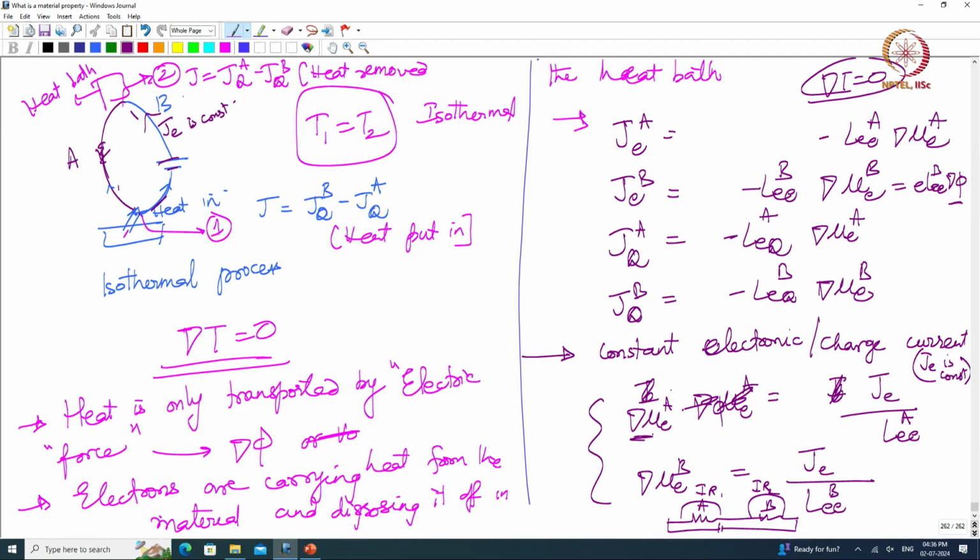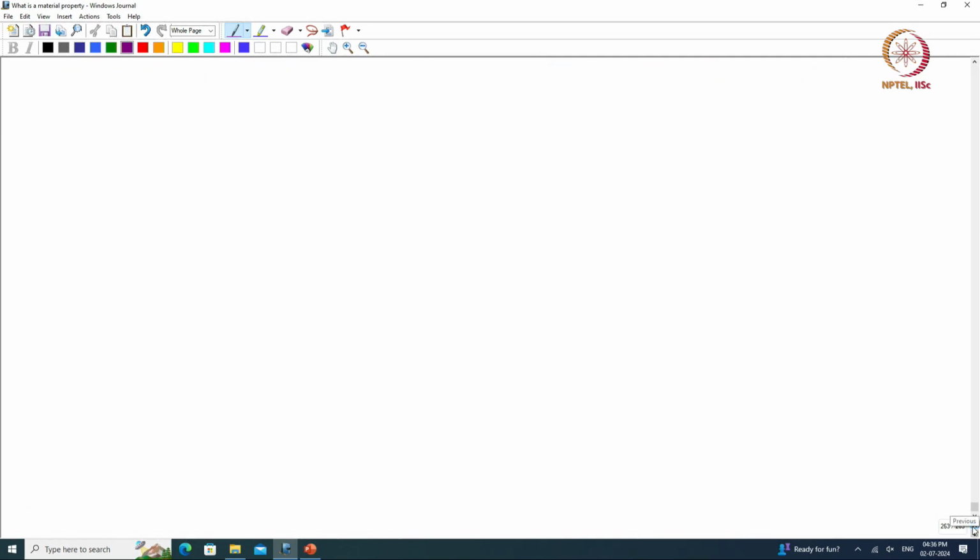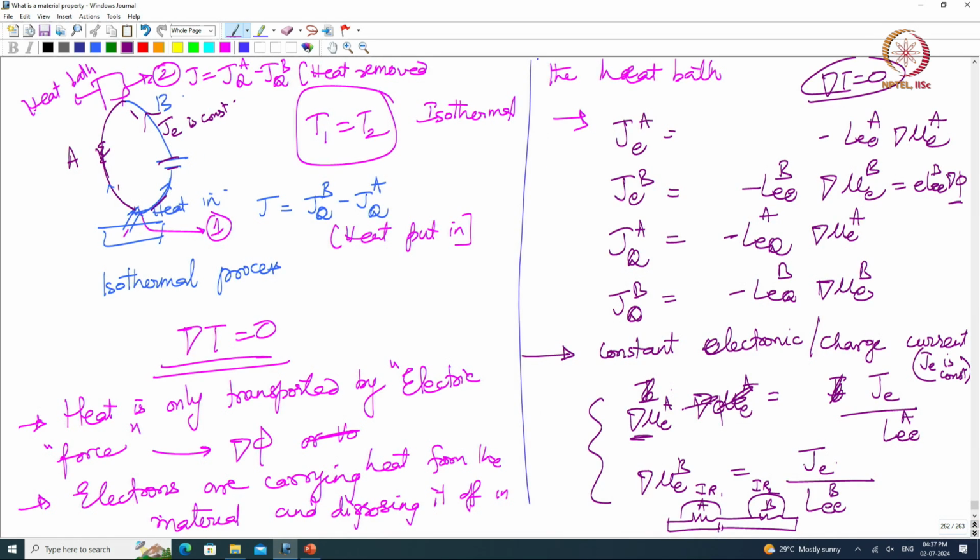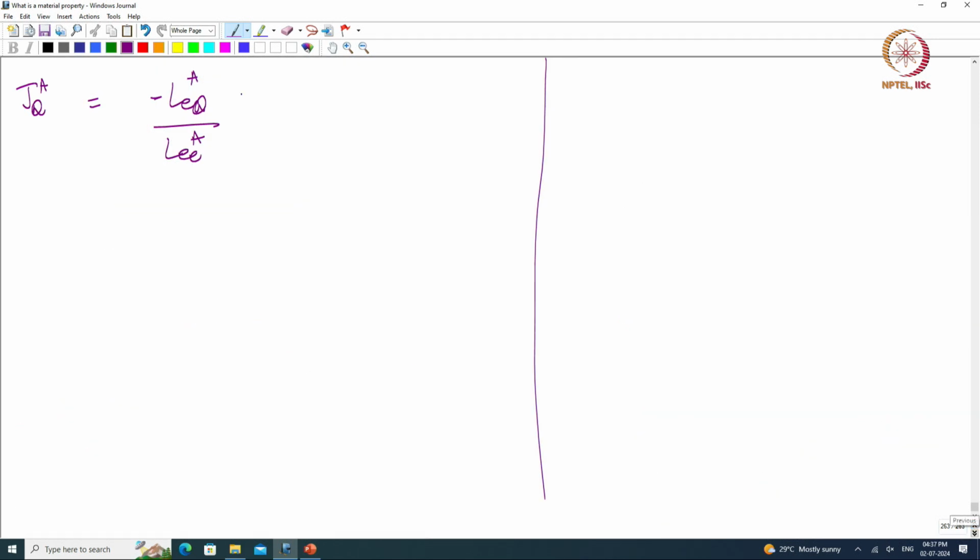So, this is the voltage drop per unit length, right. That is J_E by L_EE_A and here J_E by L_EE_B. It is a very simple calculation, okay. All right, so now I have what is J_QA. J_QA is minus L_EQA times, so this is by L_EEA, right. So, delta mu_E is written in terms of J_E by L_EE, right. So, J_E, and similarly J_QB is equal to minus L_EQB by L_EEB J_E, right.